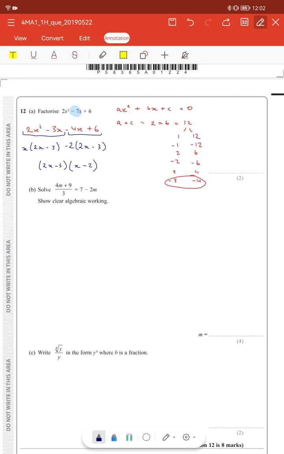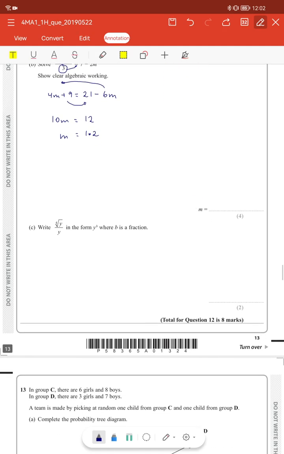In order to solve this, well, we need to get rid of the 3. So the first thing we're going to do is multiply that to the other side. And we have to multiply all the terms. And then we're going to collect our like terms. So I'm going to take the 6m on that side and the 9 on this side, which gives me 10m is equal to 21 minus 9, which is 12. Then I can divide it by 10, which would give me m is equal to 1.2.